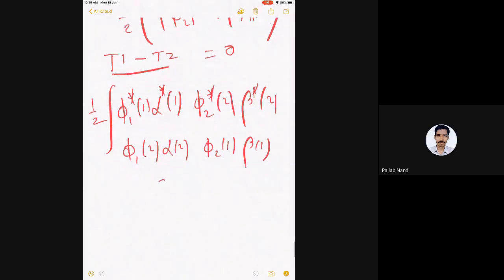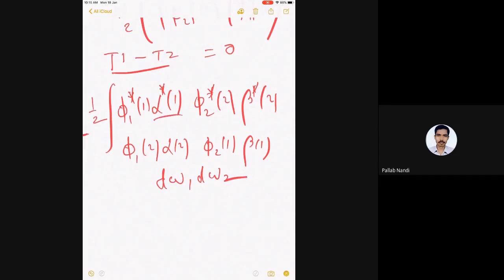And now I integrate with a negative. This is a minus sign. That's okay. D omega 1, D omega 2. Now you see the result. Alpha star 1 cannot be integrated with alpha 2, right? Alpha star 1 has to be integrated with the beta 1. And beta star 2 has to be integrated with alpha 2. They are all product. Right? There is no plus minus sign here. So automatically when I integrate, this will become 0. Is it clear?